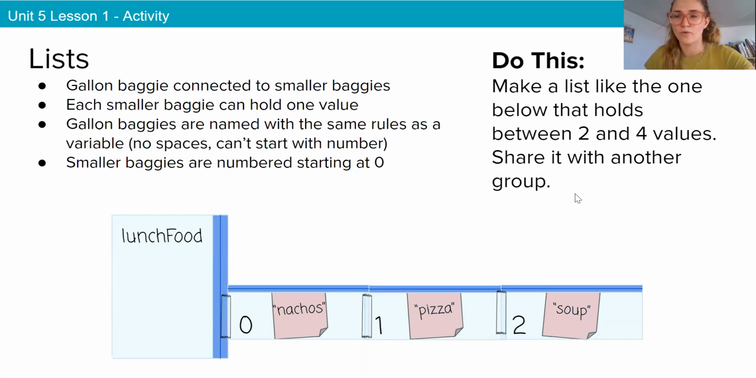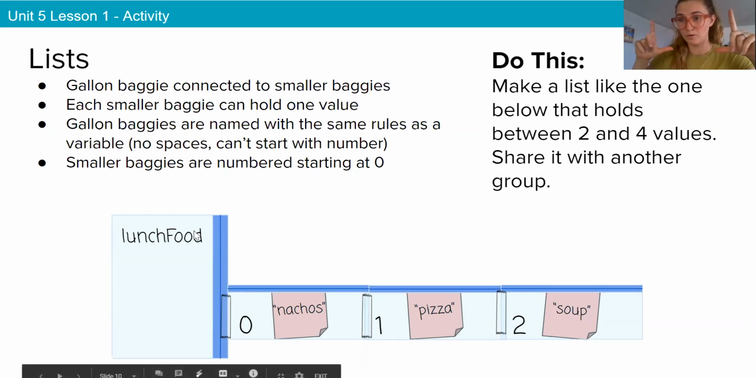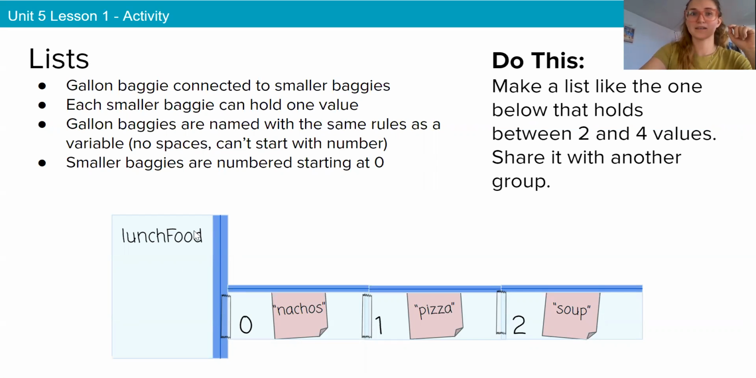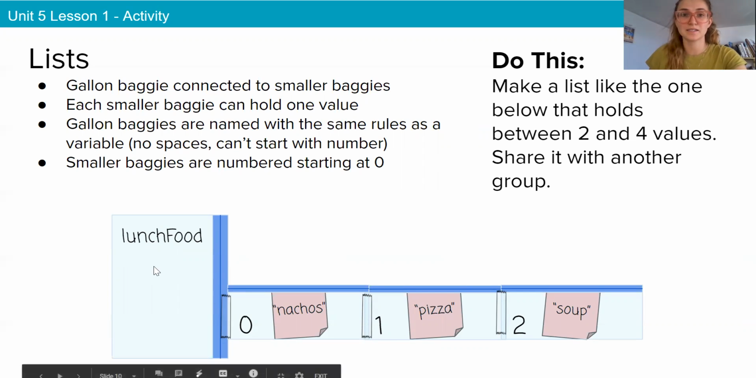Basically, the way we're thinking about this, if you're going to use Ziploc bags, is that the big Ziploc bag would be the list name, and the smaller Ziploc bags are called our different elements. They're going to hold the different values. However, you don't need to use a Ziploc bag if you don't have them. Like I said, I'm just going to use my dry erase board. So we can see here they created a list called lunch food. Lunch food is the name of the list.